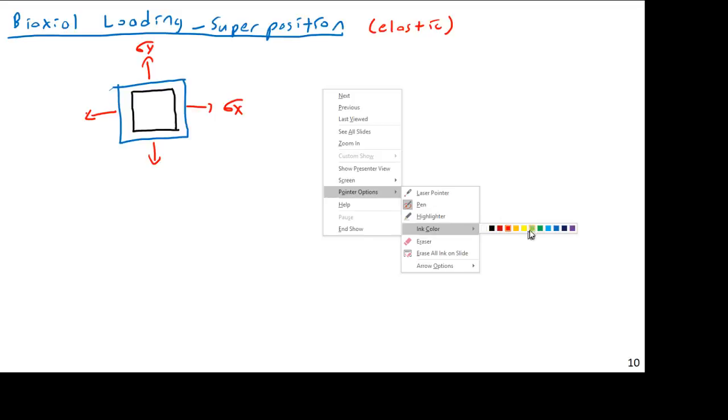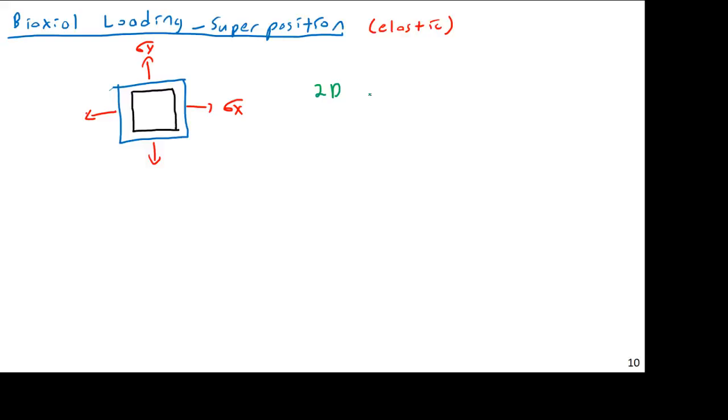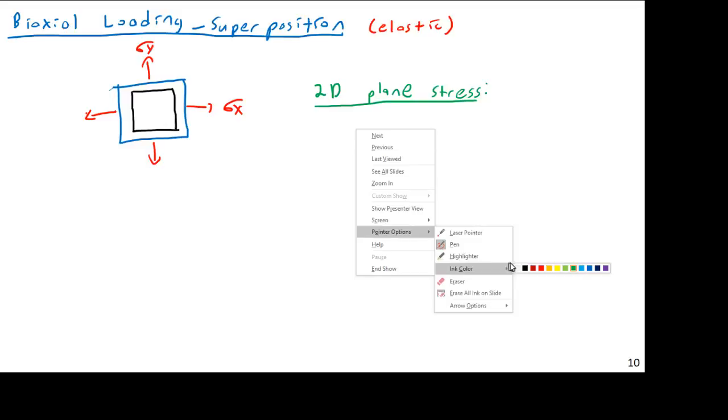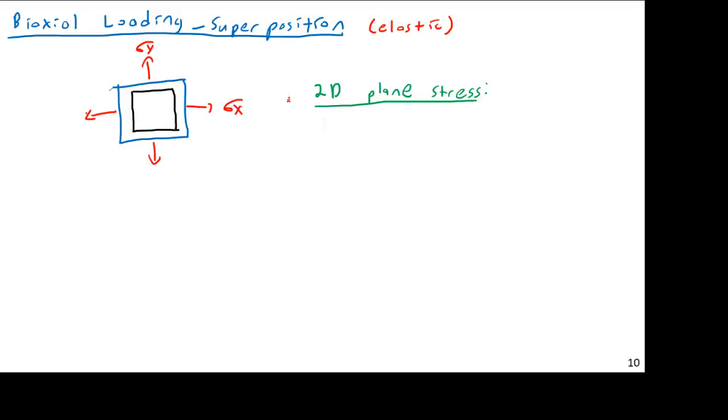So let's look at 2D plane stress. For 2D plane stress, we have the following relationship that we've seen before: E equals 2 times (1 plus Poisson's ratio) times G. In other words, the modulus of elasticity is equal to twice 1 plus Poisson's ratio times G, the shear modulus. Now, I'm going to have a couple of assumptions behind these equations. It's always important to list your assumptions when you do any kind of analysis.